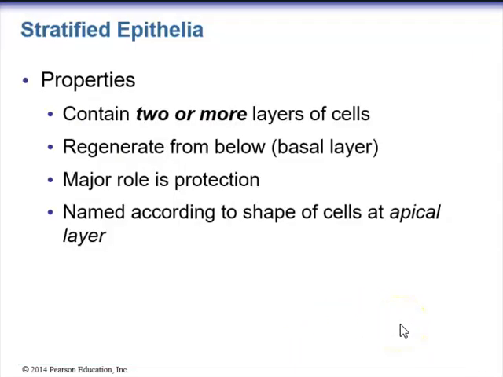Our next type of epithelia is stratified epithelia. Again, stratified epithelia contain 2 or more layers of cells. This type of epithelia regenerates from below, from the cells found at the basal layer. The major role of stratified epithelium is protection, and we know that the stratified epithelia are named according to the shape of cells found at the apical surface or apical layer.